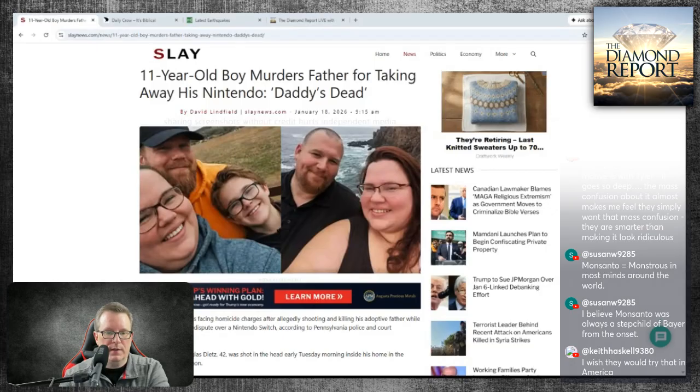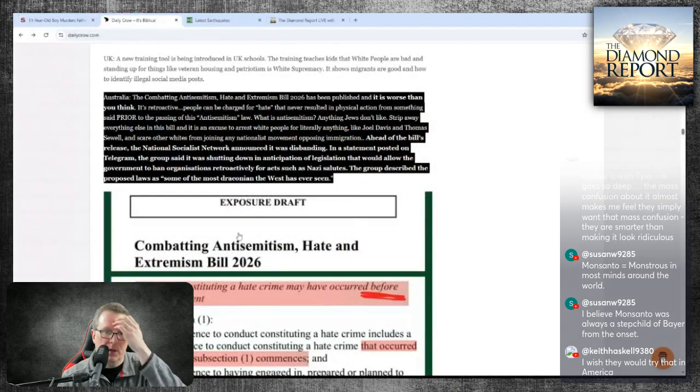All right, and then let's see here. The next one I have pulled up is actually just a post here from Daily Crow. I wanted to mention this just because I thought it was, unfortunately, pretty descriptive as to what's going on in Australia. Australia, the Combating Anti-Semitism, Hate, and Extremism Bill 2026 has been published, and it is worse than you think. It's retroactive. People can be charged for hate, quote unquote, that never resulted in physical action from something said prior to the passing of this anti-Semitism law.